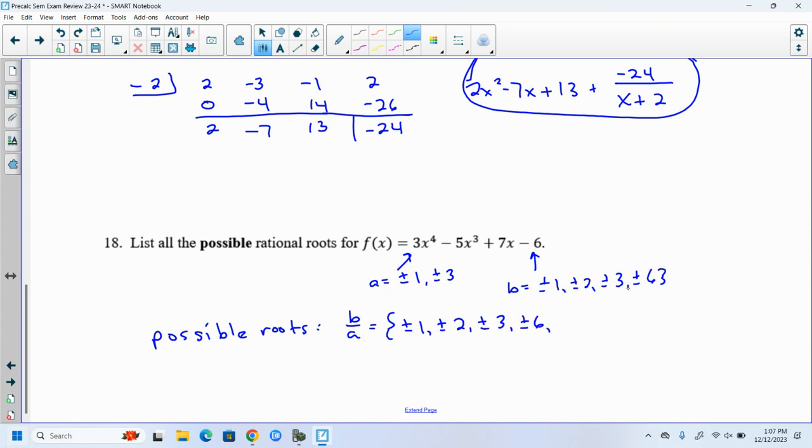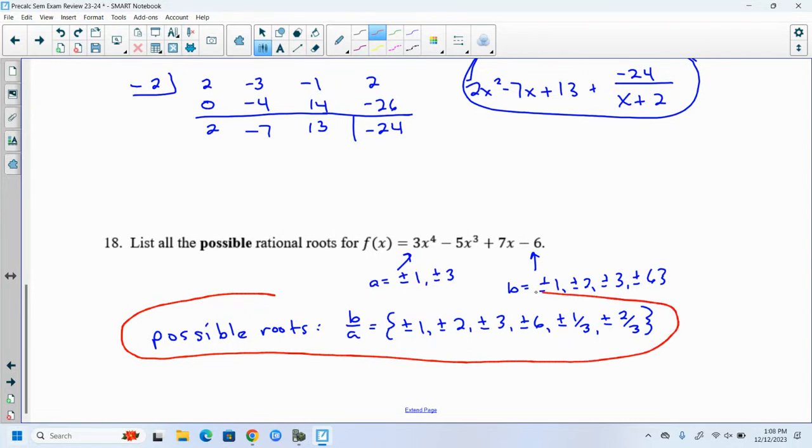Now take each one of these divided by the 3. So that gives me 1/3. And then that gives me 2/3. 3 divided by 3 is 1, which we already have. 6 divided by 3 is 2, which we already have. Okay. It does not ask what are the zeros. It just says list the possible roots. That is all you have got to do. Okay, that is it. Done.